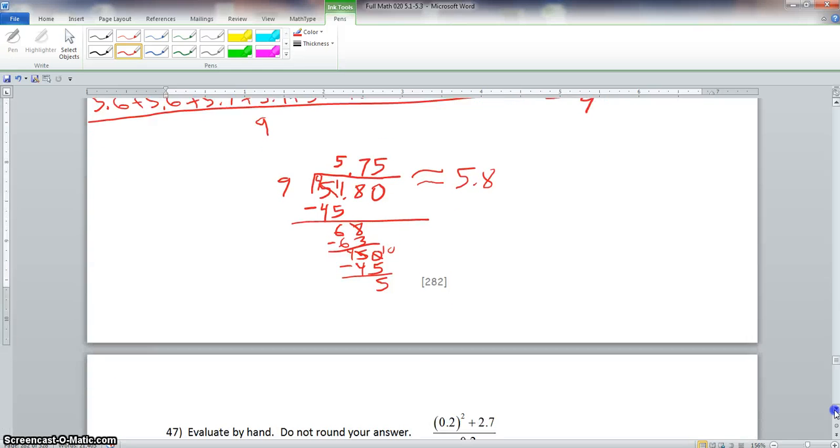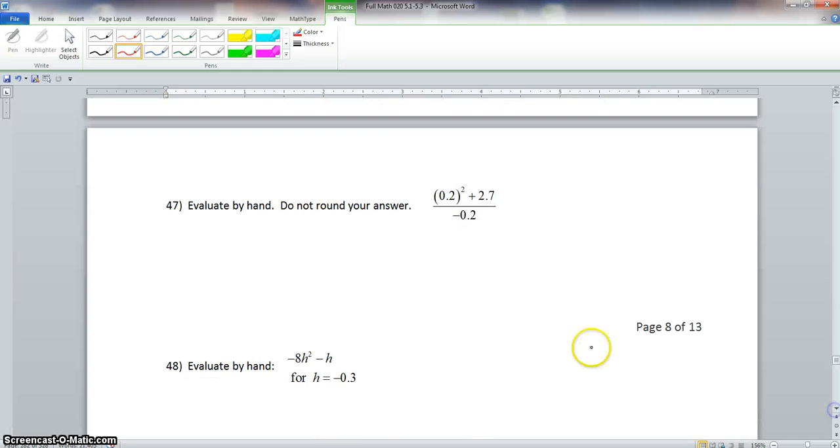Now we scroll on down here to problem 47. Now with problem 47, it says evaluate by hand. Do not round your answer. Okay, so now we take 0.2 parentheses squared.